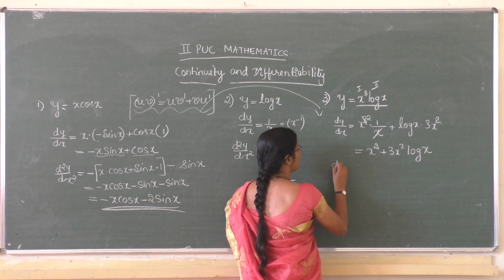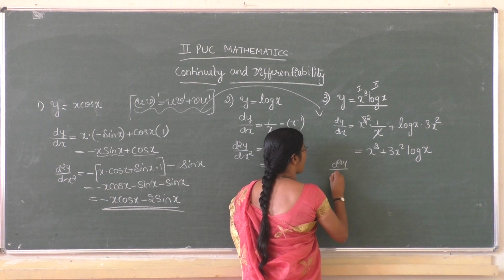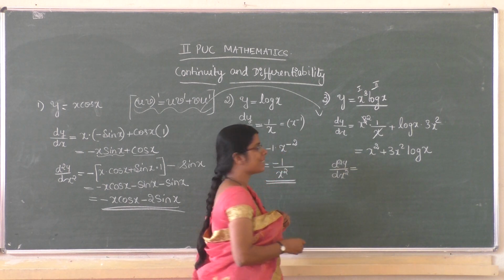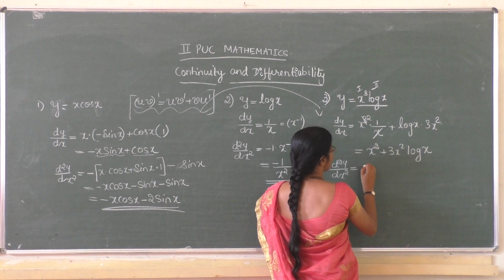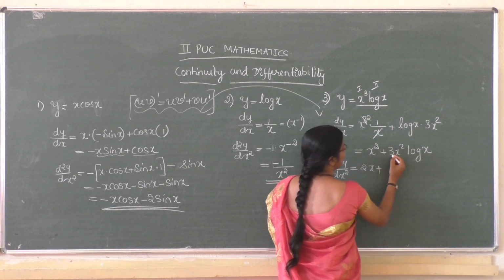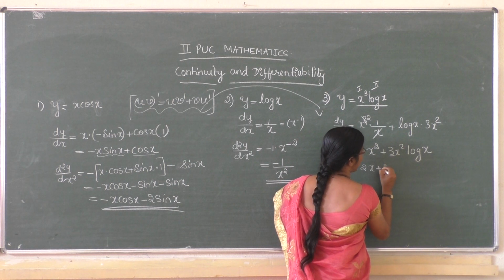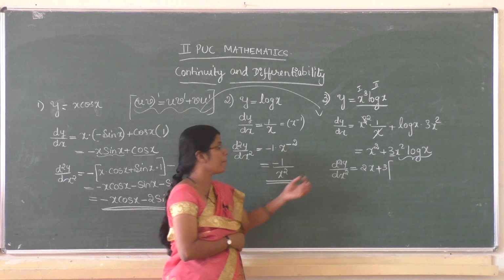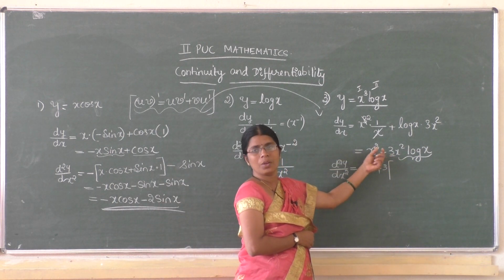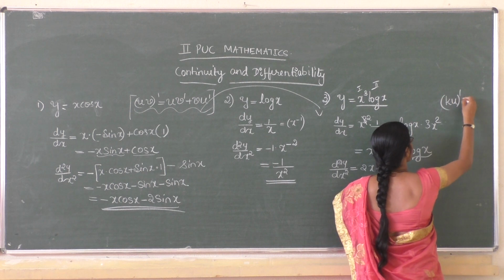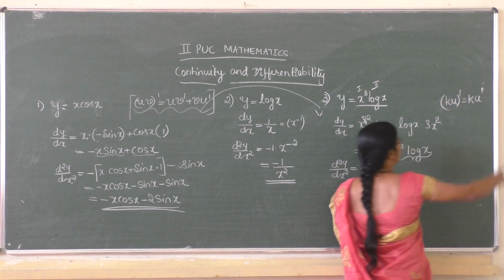Now differentiate once again with respect to x. So d square y by dx square is equal to derivative of x square, which is 2x, plus here 3 is a constant, so you keep it as it is, and for x square log x, we use the rule that k into u whole dash is nothing but k into u dash.